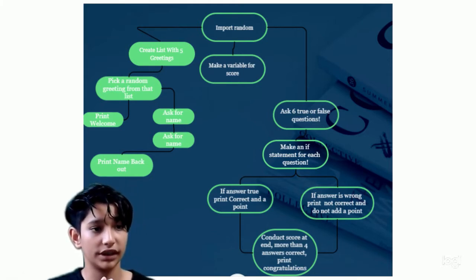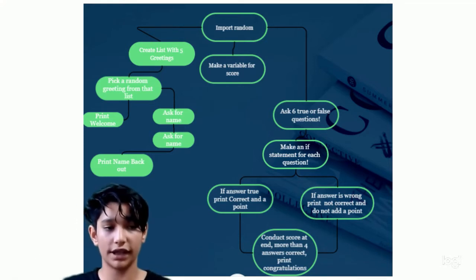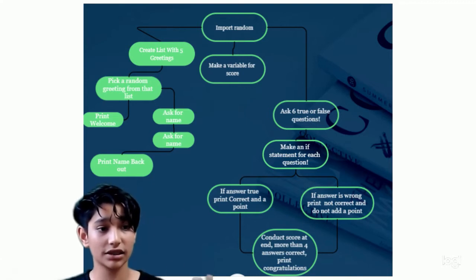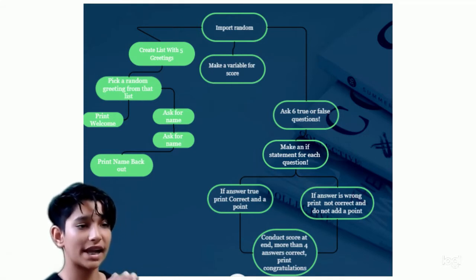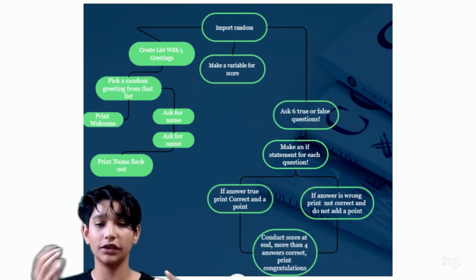Then it's going to print welcome. After, it's going to ask for the username, so that's going to be done using an input statement. And then once it has asked for the name, it's going to print it right back out. Now we move on to the green section. It asks for 6 true-false questions. That's what the user is going to generate.